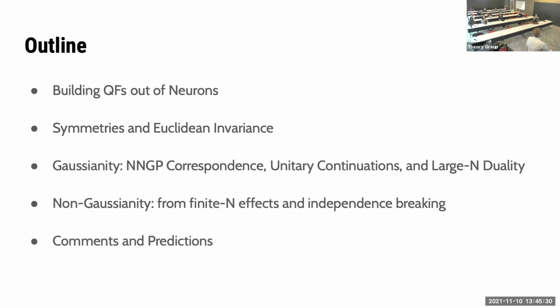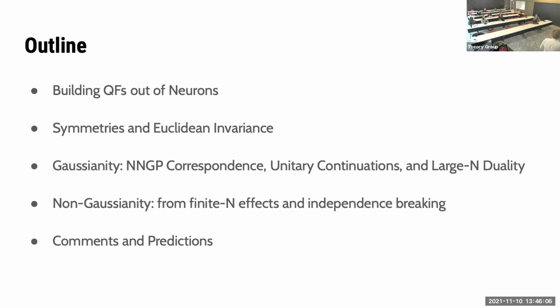Okay, I'll ask in a minute if there are any questions. But the outline of my talk is to talk about generally what I would mean by building quantum field theories out of neurons and how that is different from what we normally do. If we're going to do this in any kind of realistic setup that will map onto stories, not today, but eventually stories that we care about, we should be able to talk about symmetries, and in particular, since we'll be in Euclidean, we'll talk about Euclidean invariance. Then I'll tell you a story called the NNGP correspondence, which is a story about Gaussianity and how in certain large N limits, neural networks are drawn from Gaussian distributions on function space.